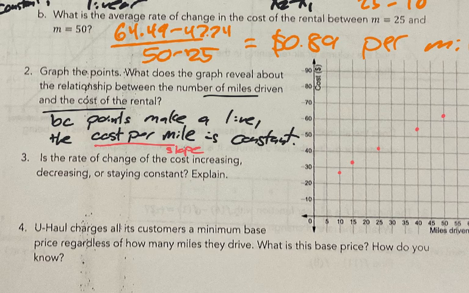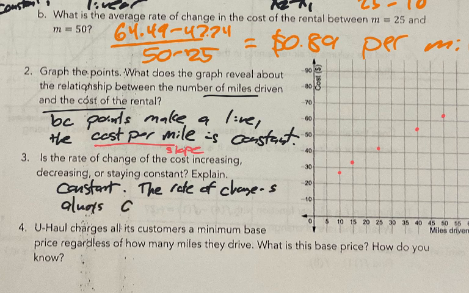Three, is the rate of change of the cost increasing, decreasing, or staying constant? It stays constant. Explain it. It's always 89 cents. Okay. That's where we were wanting to go. The rate of change is always 89 cents per mile. Cool.